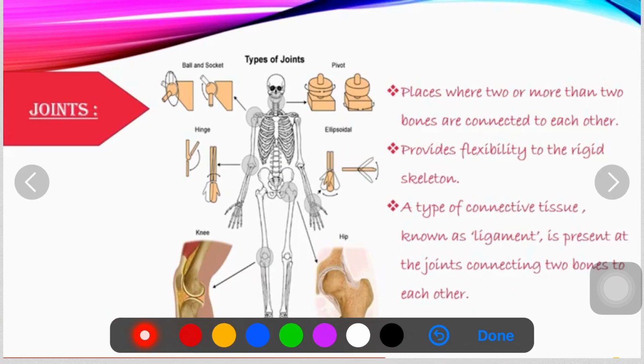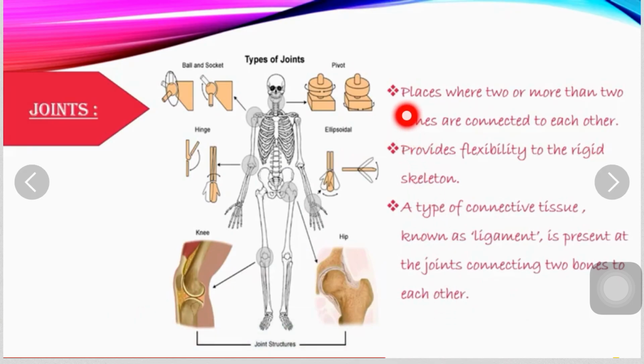Okay, next is joints. Student, places where two or more than two bones are connected to each other are called joints. Joints provide flexibility to the rigid skeleton. Rigid means tough. A type of connective tissue known as ligament is present at the joints connecting the bones to each other.